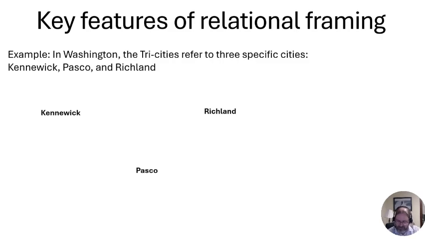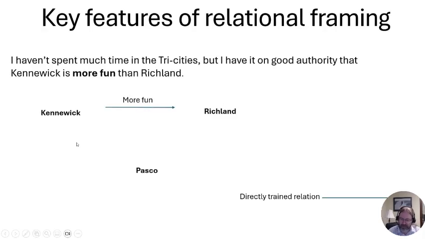Got them up here. You can see there's three stimuli. They can be related in infinite number of ways. I haven't spent much time in the Tri-Cities myself, but I have it on good authority that Kennewick is more fun than Richland. And so I put that into my diagram here. I've got this arrow pointing from Kennewick to Richland saying more fun. And I note that this is a directly trained relation. So I was directly taught from somebody that Kennewick is more fun than Richland. So that's all I have so far.